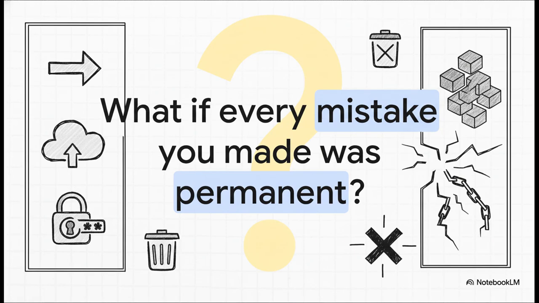Just think about that for a second. In our normal digital lives, we've got a safety net, right? There's an undo button, a password reset link, a friendly support agent who can help us out. But on the blockchain, that net is just gone. Every single transaction is final, it's public, and it's a permanent mark on the ledger.